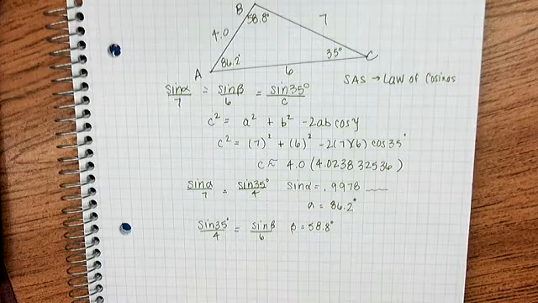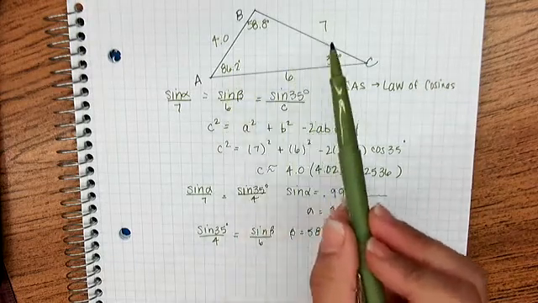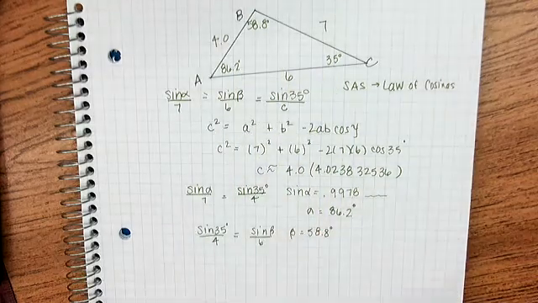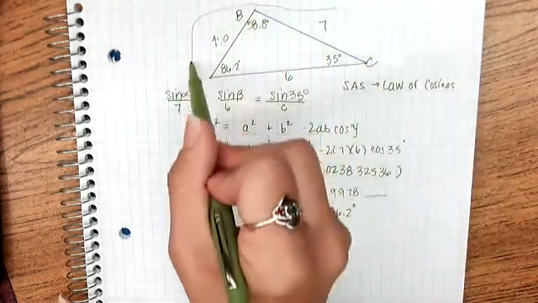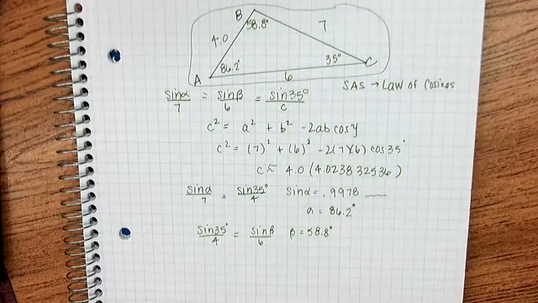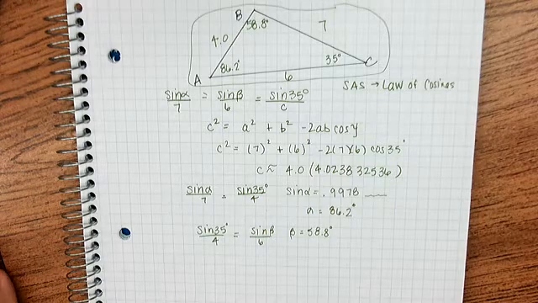Okay, let's do a quick check. It really is helpful to do that. Largest angle, longest side, smallest angle, shortest side. Okay. What happens when you want to solve for an angle? And then we're going to get to the ambiguous case.